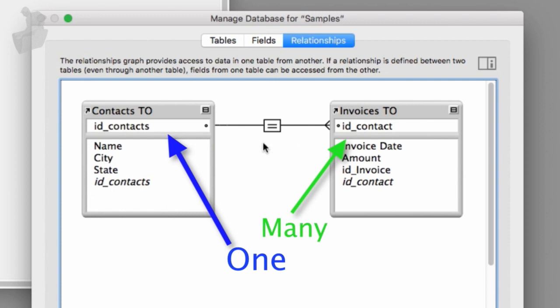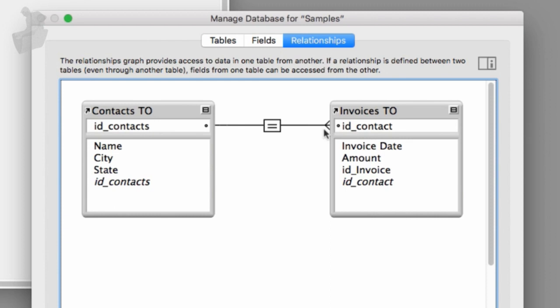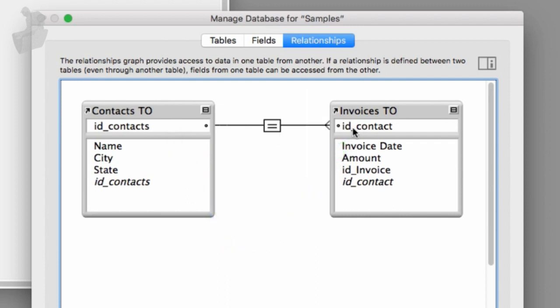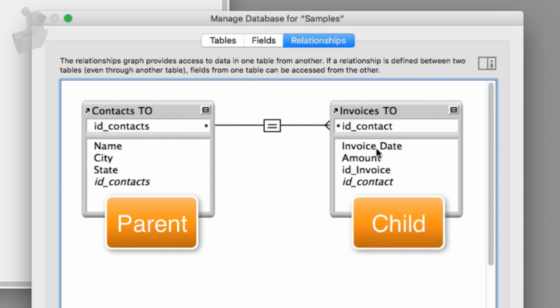Now, if this was a straight line, straight across, without this split here or crow's feet, then it would be a one-to-one relationship, meaning that one record over here would only ever relate to one record on the other side. Now, in this relational situation right here, this is what we would refer to as the parent side, the parent of the relationship, and this is the child. And you'll hear that referred to a number of times by different people.